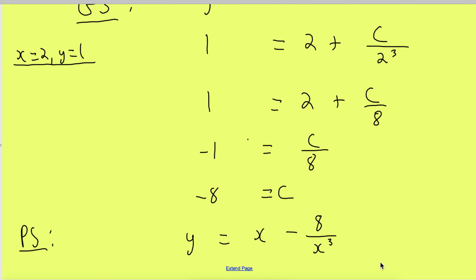Okay? So let's have a look at a further example, example 4. So find the particular solution.